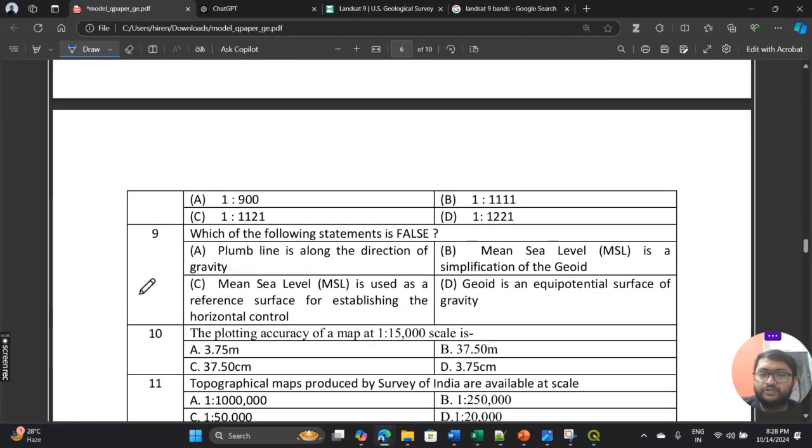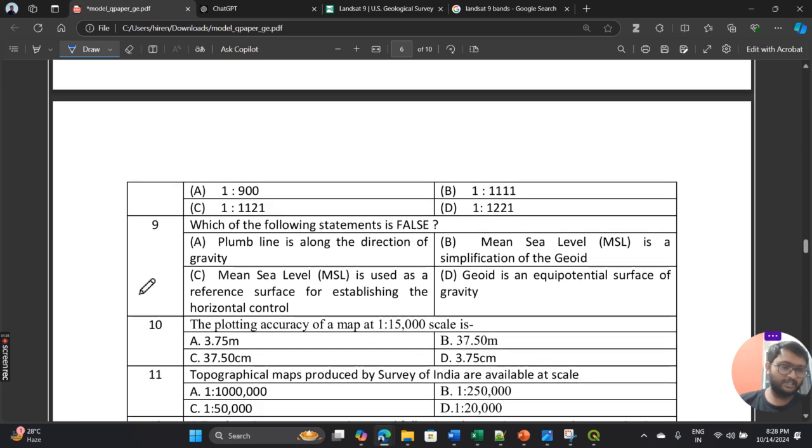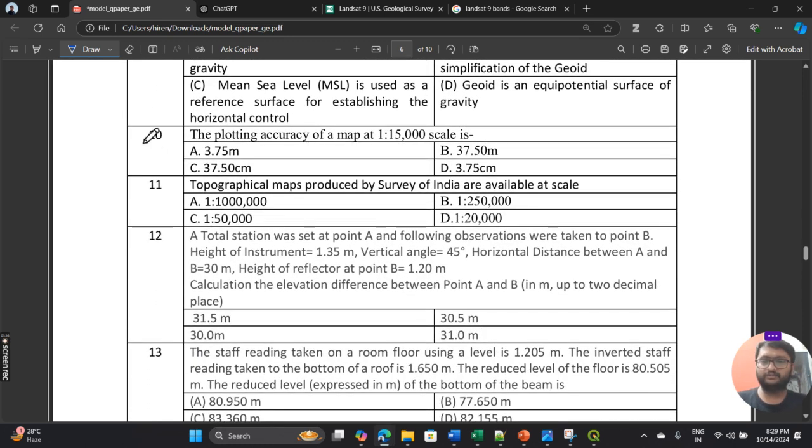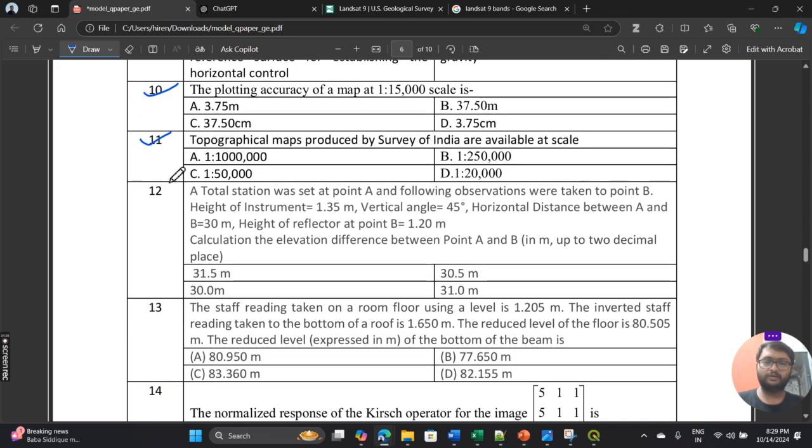Then we have: which of the following statements is false? This is based on the surveying part, on the labeling part, so not going into that. This we have also solved. We learned the in-depth classification of Survey of India's maps, through million sheets, dividing that million sheet into 4x4 zones, and then further dividing it into 16 zones. Every 4x4 grid will be further divided into four parts like this, so it will become a lot, and then how it changes the scale. We learned all those things in week 2 or 3.